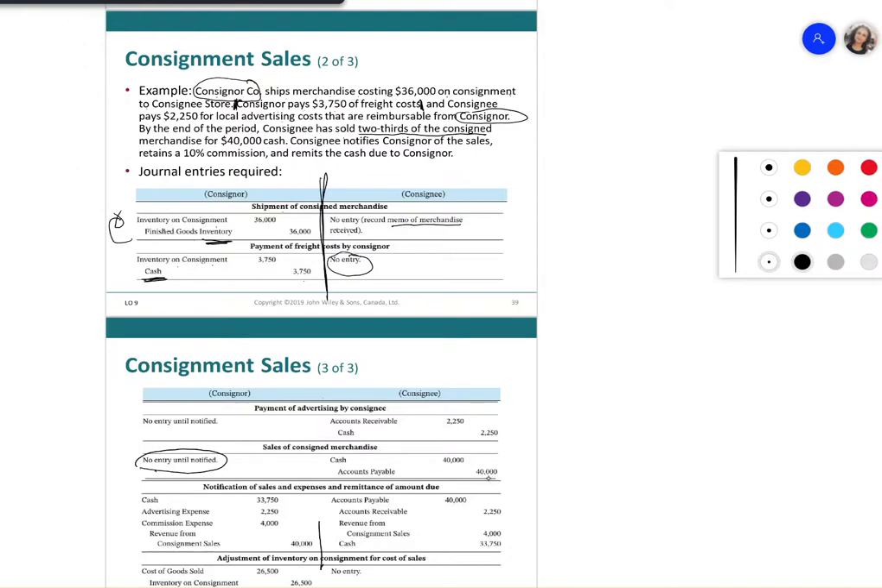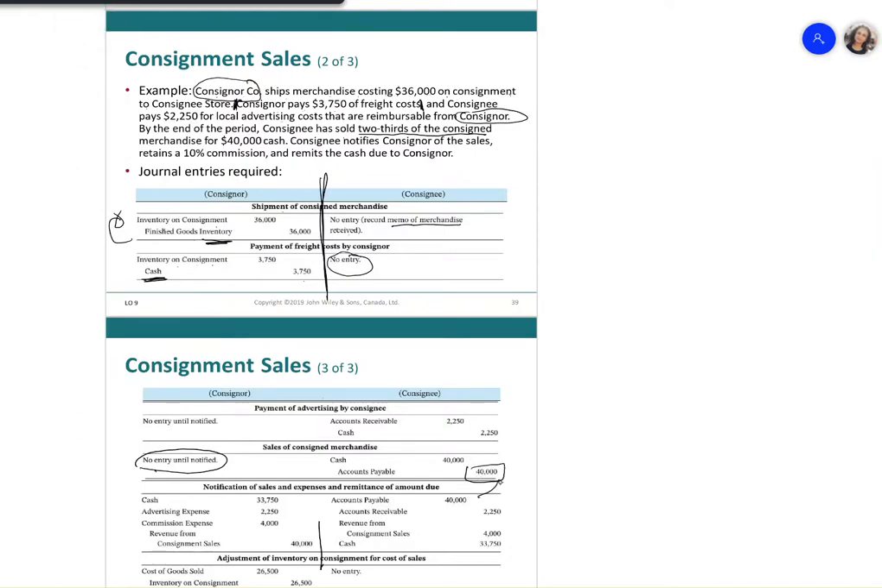First, what we have is the money they owe to the consignor. So the first thing they're going to do is, with the money they received from the customer, debit the accounts payable. The second thing is, for the advertising that they did on behalf of the consignor, they want that money back. So they are going to credit that accounts receivable. Now is the time for them to collect that money.